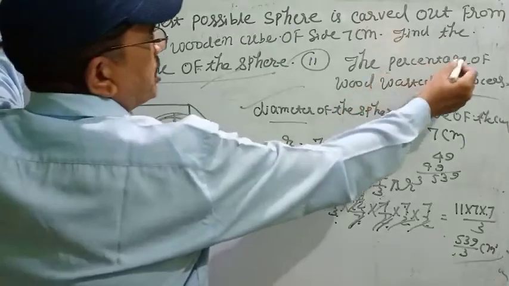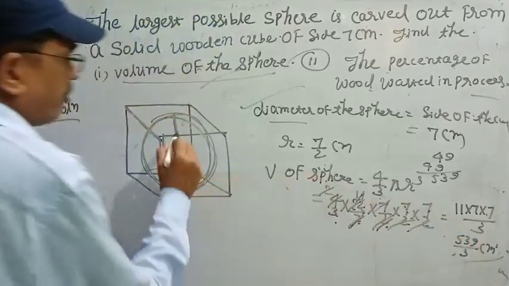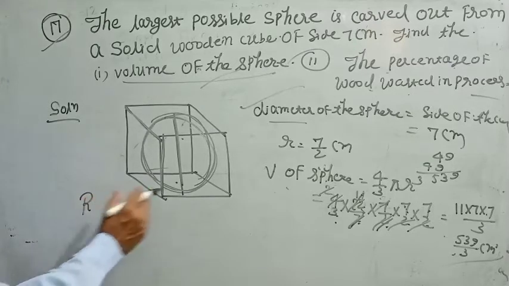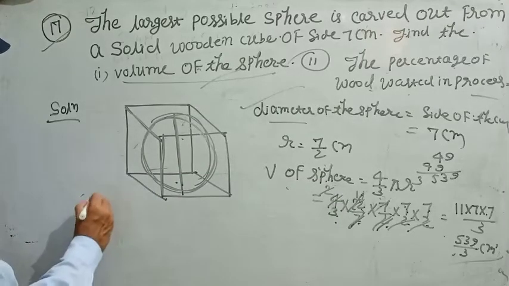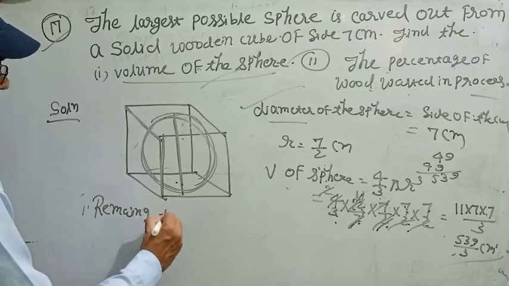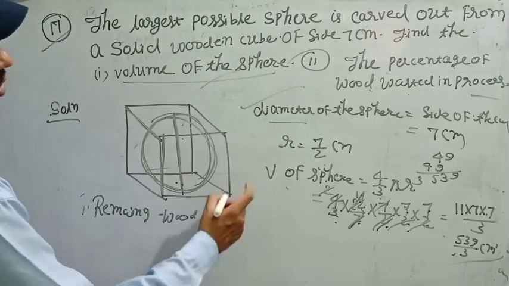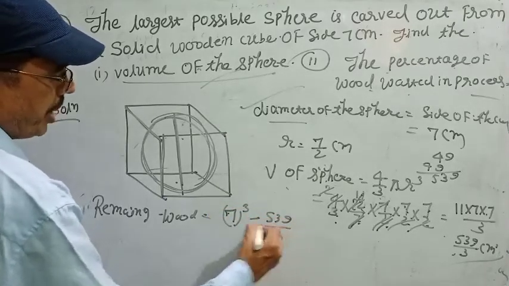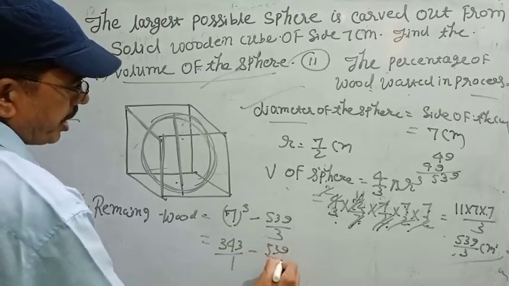Now your question, what is the percentage of wood wasted in the process? So it is the volume of the cube made from this wood. Then what is the remaining wood here? To find the remaining wood, you subtract the volume of the sphere from the volume of the cube. Then the volume of the cube is 7 cube minus 539 by 3. Then it is 343 by 1 minus 539 by 3.